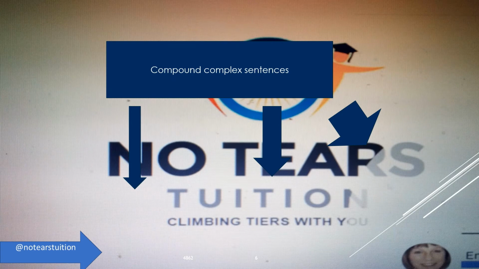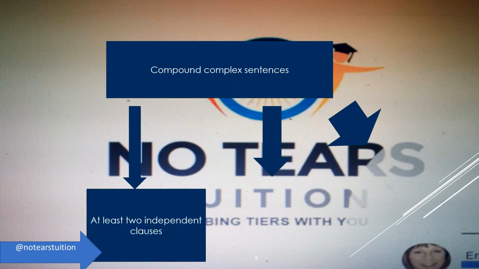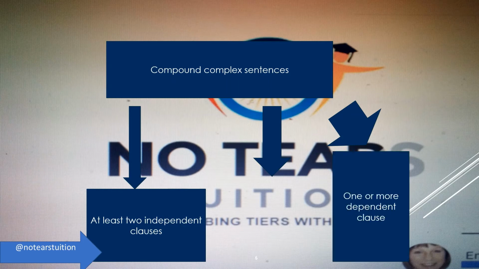Well done for writing a compound complex sentence. Make sure you know what a compound complex sentence is. A compound complex sentence has at least 2 independent clauses. A compound complex sentence has 1 or more dependent clauses as well. And for this particular piece of writing, independent means stand on its own. I throw my bag onto the sofa. I can test to see if this would stand on its own, because it would be a simple sentence if I just wrote this information.